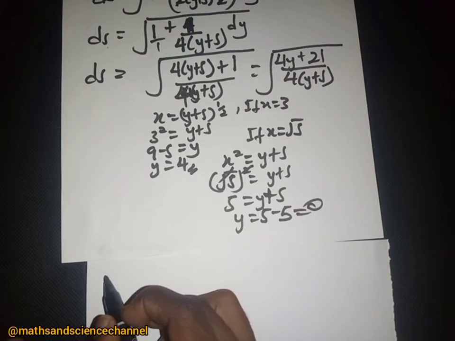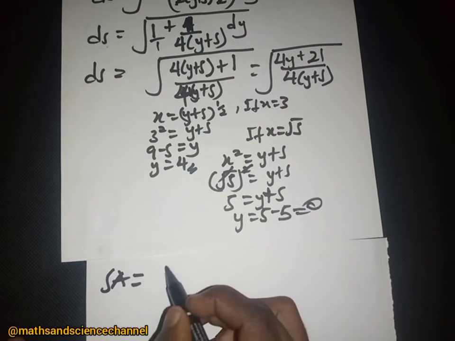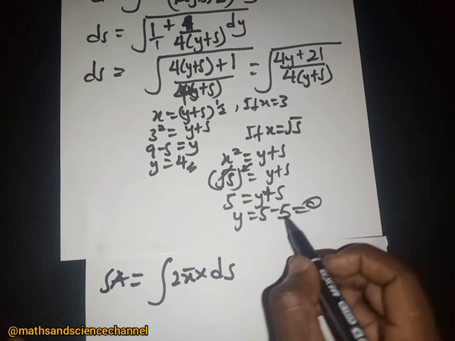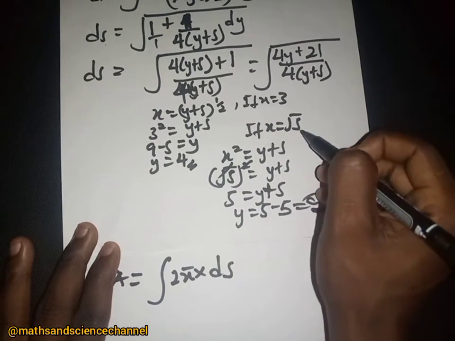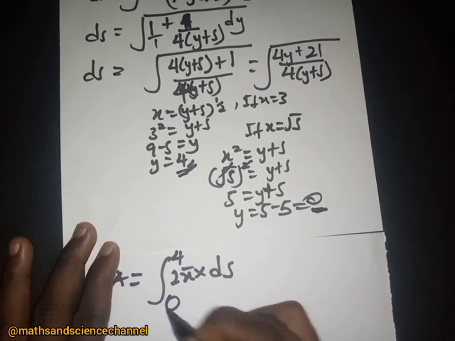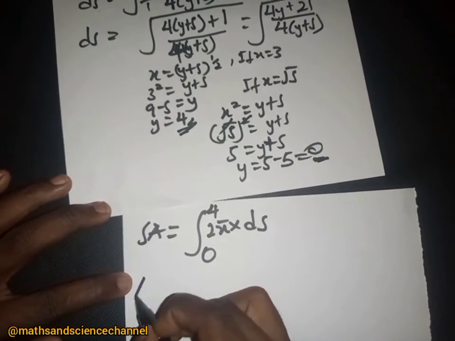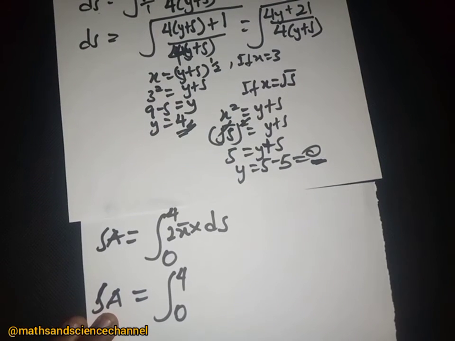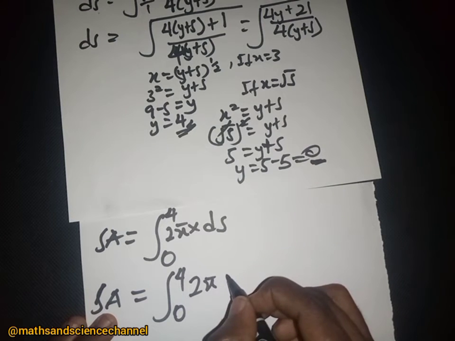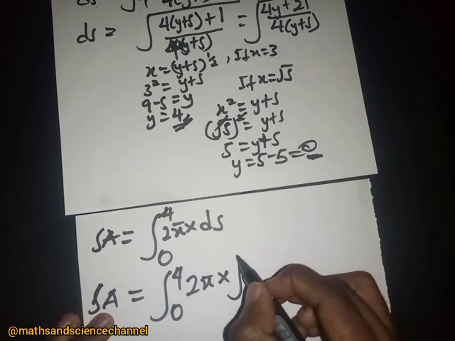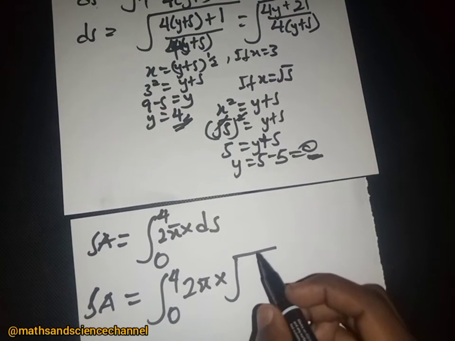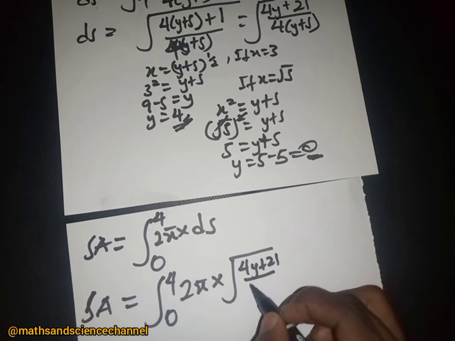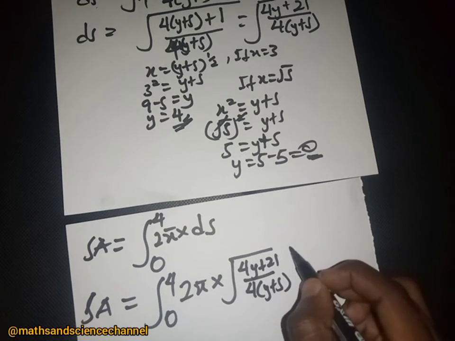So from here we just have our surface area. And now the surface area is given by the integral of what, 2 pi here, then x here, the s here, right? And our limit has now changed to what, 0 and also 4 here. So we have 4 here and also 0 here. So therefore the surface area here is just equal to, we have 4 here, 0 here, then we have 2 pi here. Now x, then also the s here is just, all right, so from here we have the s here is just the square root of 4y plus 21 here over 4 into bracket y plus 5 here dy.